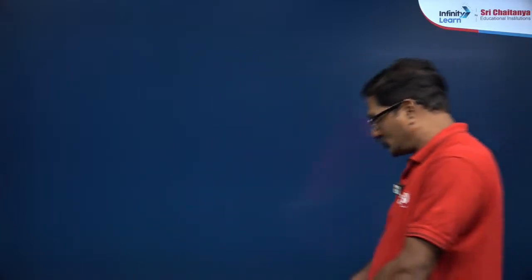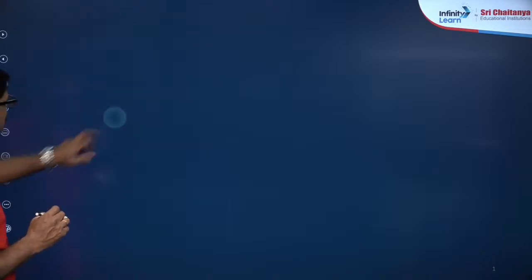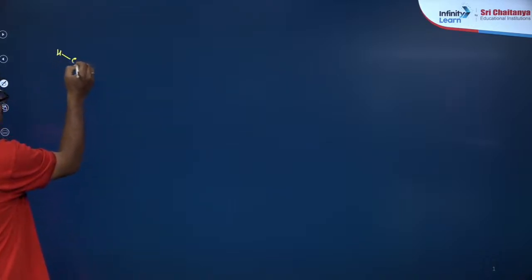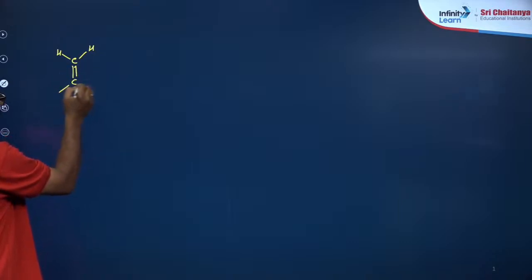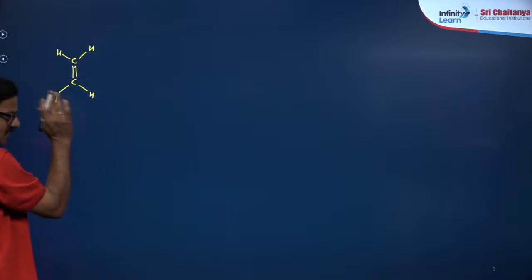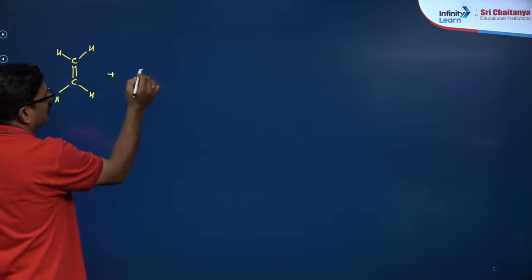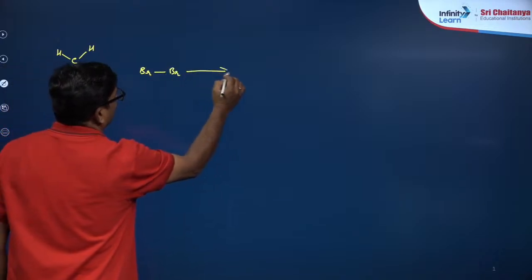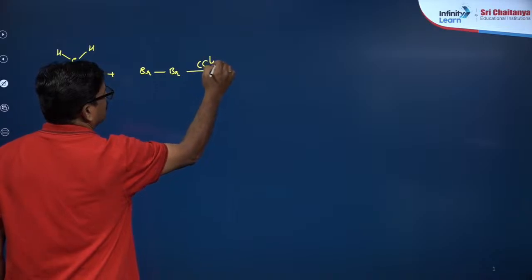What is a non-classical carbocation? Here I just want to show you. Look at this, my dear children. It's a simplified version. If it is ethene, H, C, H, double bond C, H and H. This is ethene. When bromine is added, it is present in a non-polar solvent.